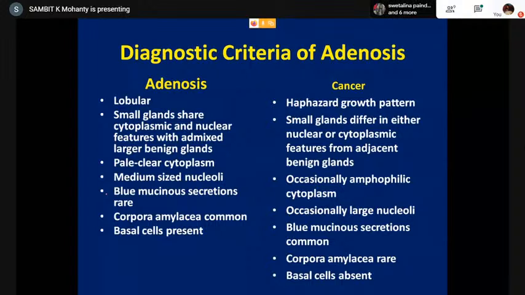Pale clear cytoplasm is seen in adenosis. The cytoplasm has a mixture of blue and pink, or amphophilic, in cancer. Blue mucin is very rare in adenosis, but is seen in cancer. Nucleoli are usually large in cancer, and if at all present in adenosis, they are not very conspicuous, small or medium. Corpora amylacea are common in adenosis, rare or not seen in cancer. Basal cells are present in adenosis and absent in cancer.